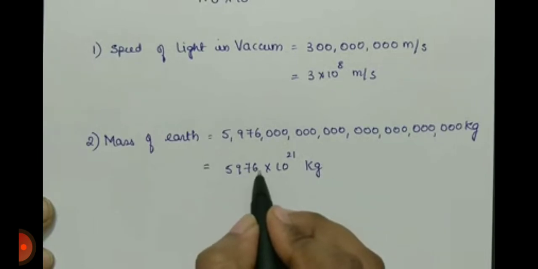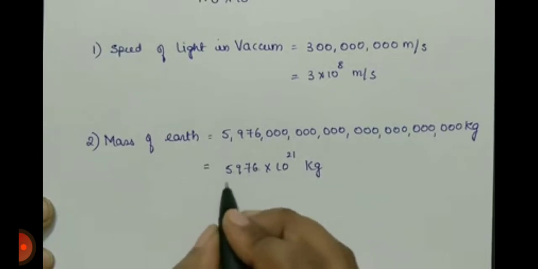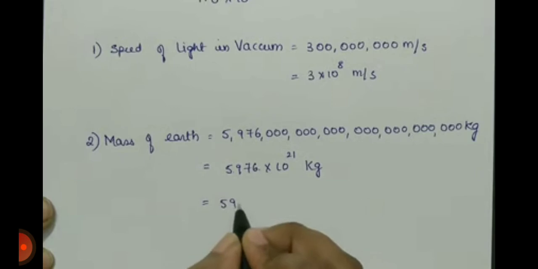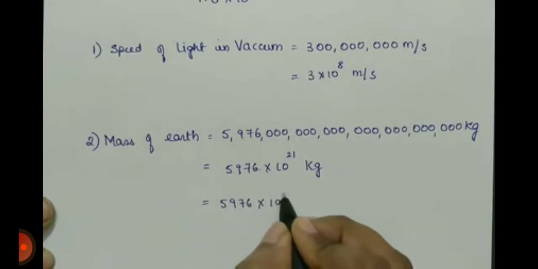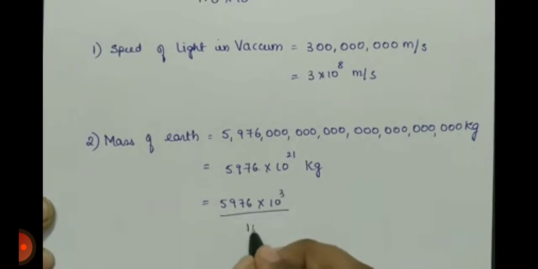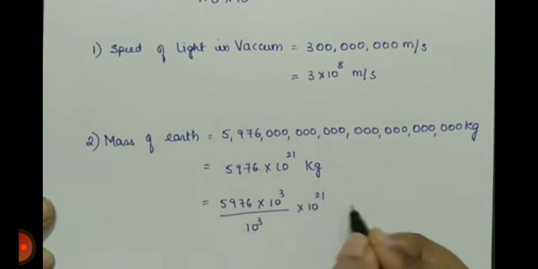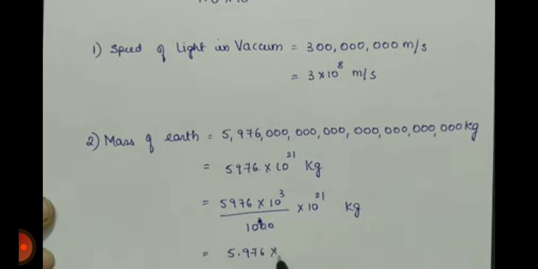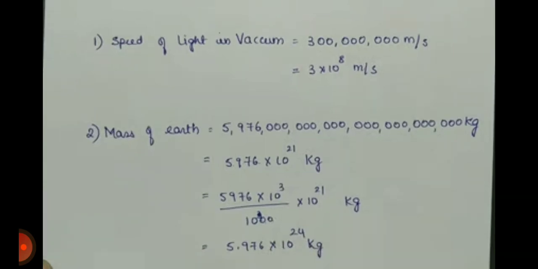To convert into standard form, shift this decimal point to here, 1, 2, 3 digits left side. It is equal to 5976 divided by 10 to the power of 3 into 10 to the power of 3 into 10 to the power of 21 kgs. 10 to the power of 3 is 1, 2, 3. So it is equal to 5.976 into 10 to the power of, add 21 and 3, it is equal to 24 kgs. So it is equal to 5.976 into 10 to the power of 24 kgs. It is in standard form because 5.976 is greater than 1 and less than 10.